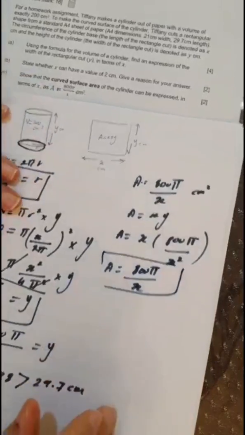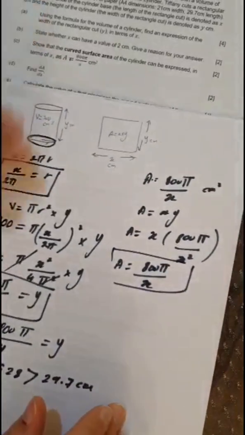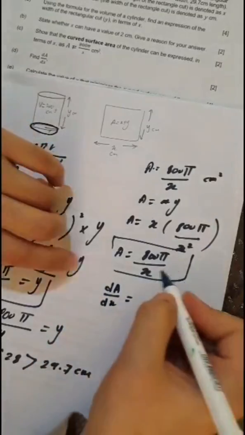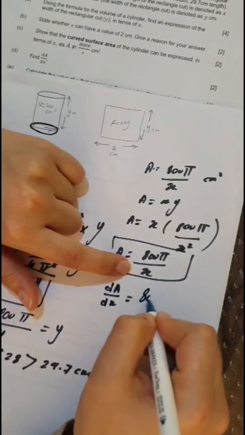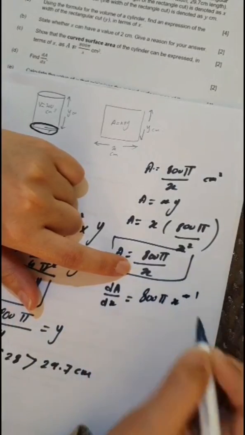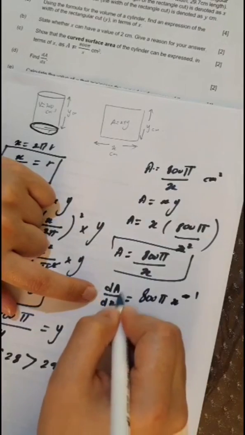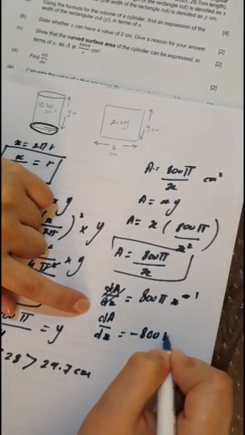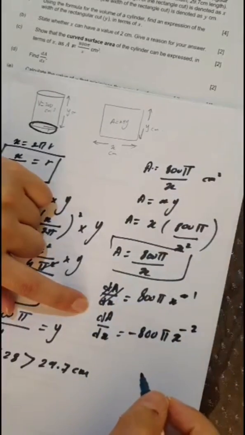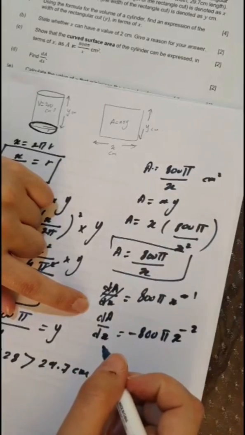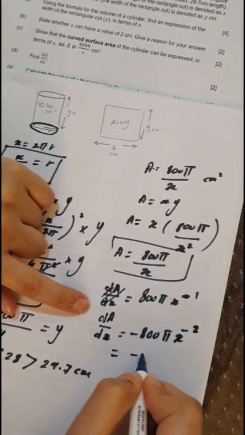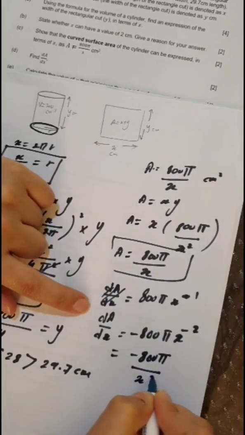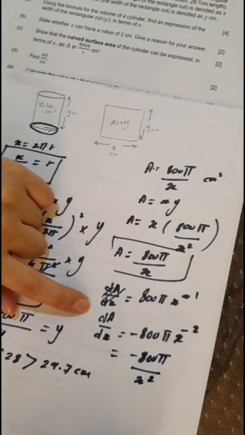I'm going for the next part in my question. They asked me to find the derivative of this A in terms of x. To find the derivative of this one, I need to put x up. So I'm going to get 800π times x to the power of -1. And if I want to find the derivative of this one, it will be -800π multiplied by x to the power of -2. So this is the answer for the derivative of this A. You can rewrite it again. It'll become -800π over x to the power of 2. So this is another way to write the derivative.